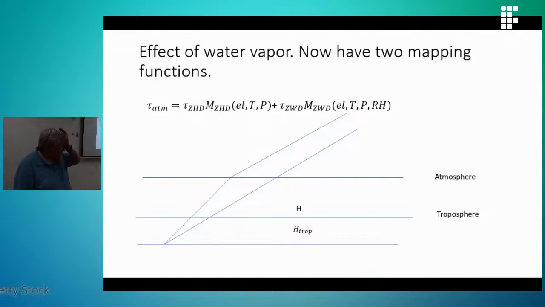So people have not one mapping function, but two. You have a part for the hydrostatic delay, or people usually call this the dry delay. Then you have this other mapping function for the water vapor, and people usually call this the wet delay because it has water in it. This part here can be well determined from local measurements. This thing here has to be determined empirically. You have to estimate it.